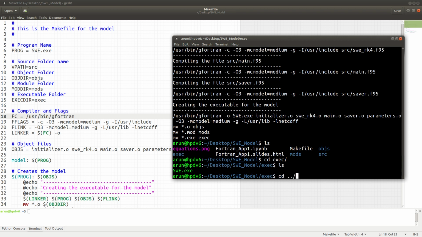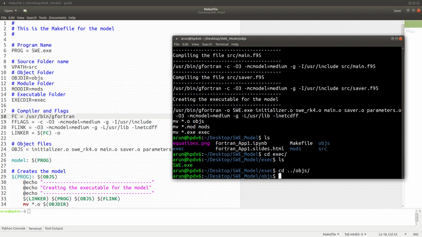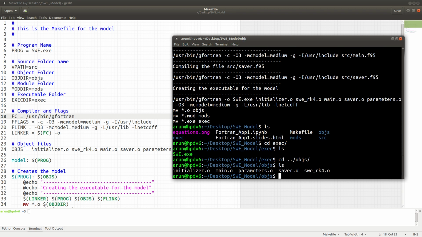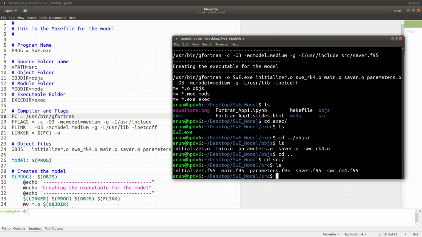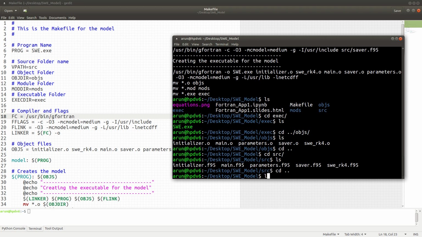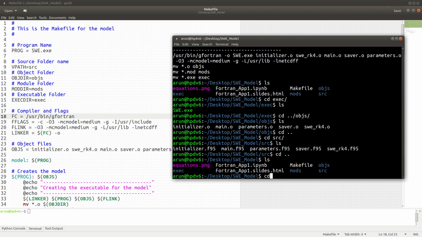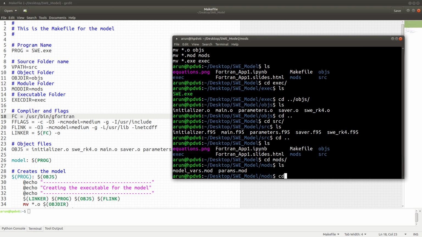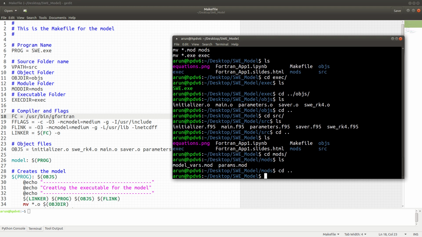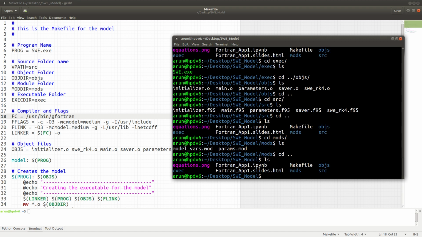Let's come out, then let's go to objs. There are the object files neatly arranged, and then if you go to src, there are our source files. And if you go to mods, there are our module files. Sweet. And now with this done, let's actually run the executable.